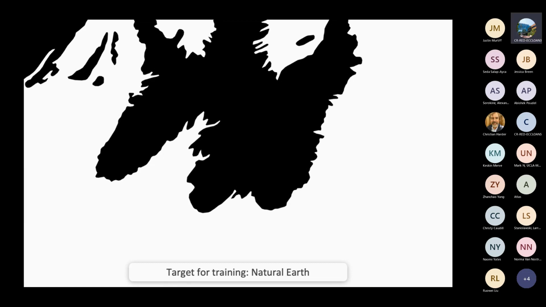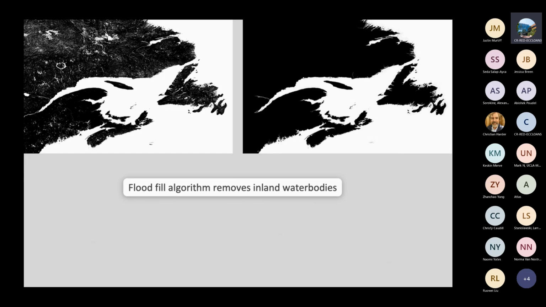So to simplify the training a little bit, we first apply a flood fill algorithm to remove inland water bodies. That's not related to the neural network. It's a pre-processing step, which is fairly standard and simple to do.